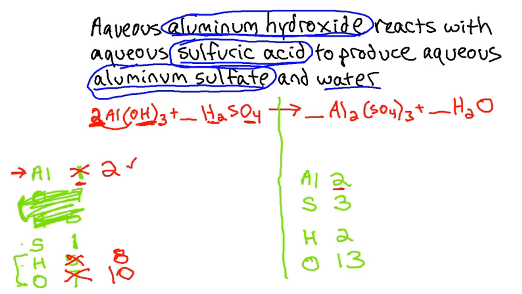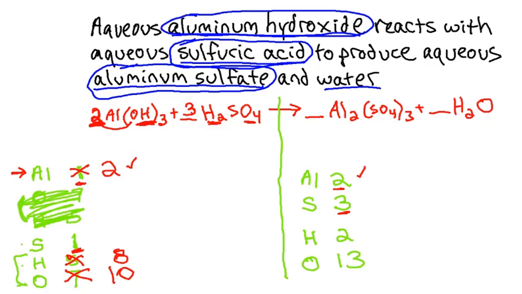So now we have 2 aluminums over here on the left, 2 aluminums on the right. But now see, we have only 1 sulfur on the left and 3 sulfurs on the right. So that means we're going to have to change this, the hydrogen or the sulfuric acid, to 3 so we can get 3 sulfurs out of it. So this 3 sets of 2 hydrogens makes 6. Then we have to add the 6 hydrogens that we have over here in the aluminum hydroxide.